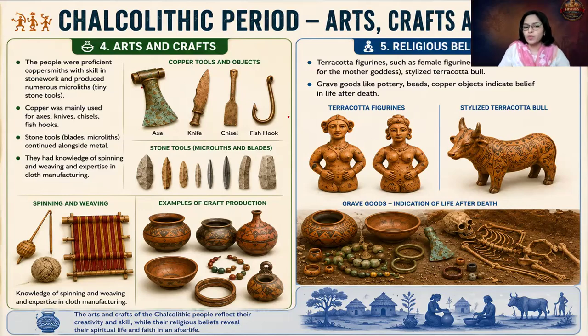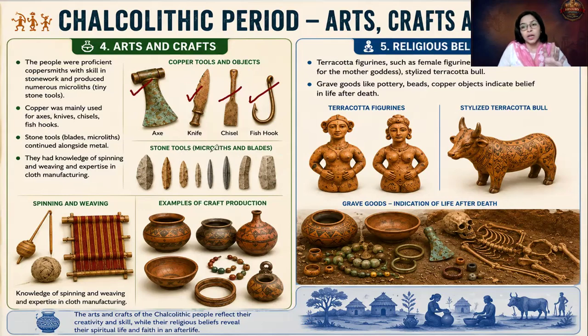Copper was mainly used to make tools such as axes. Can you see over here? There's a copper axe, a copper knife, and a chisel for scraping and chiseling purposes. You can also see a copper fish hook. Then these are the microliths, the trapeze shape, triangular shape, and lunate shape. So even microliths were used extensively.